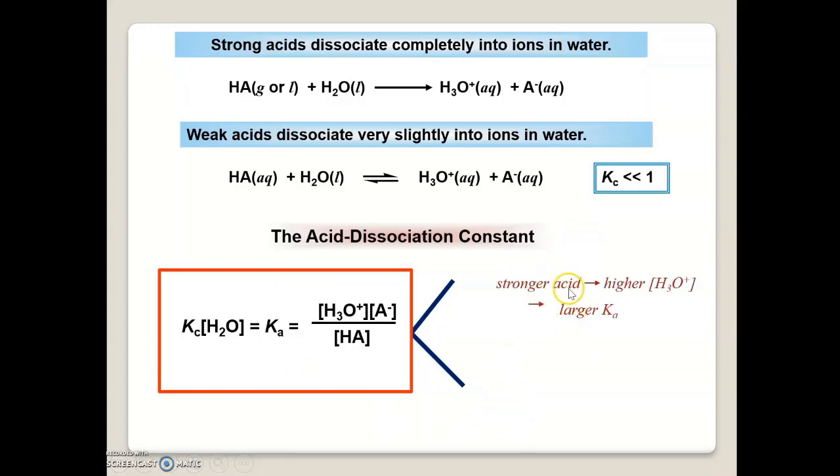If we have a stronger acid, the concentration of H3O+ produced during the dissociation will be higher. It will make the Ka value greater. However, if we have a weaker acid, we will have a lower concentration of H3O+ produced during the dissociation. Then we will have a smaller Ka value. So remember, the Ka value is only present for a weak acid.